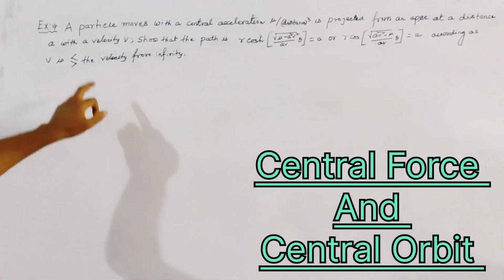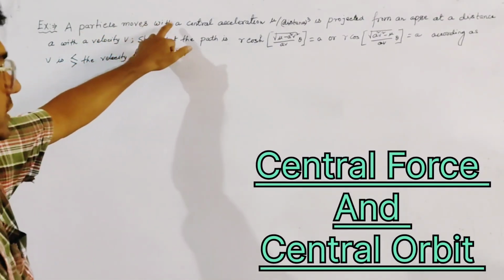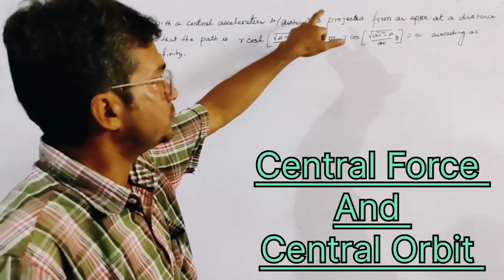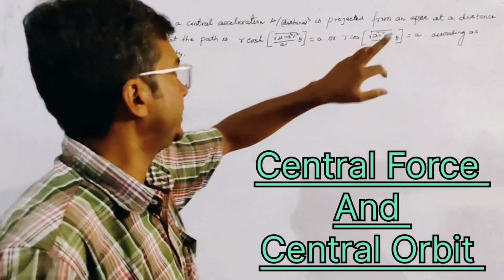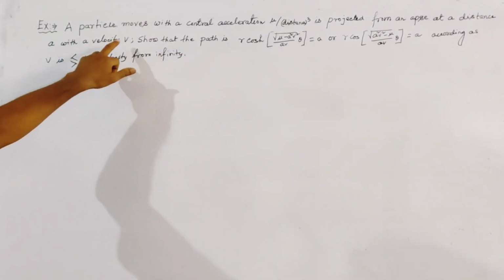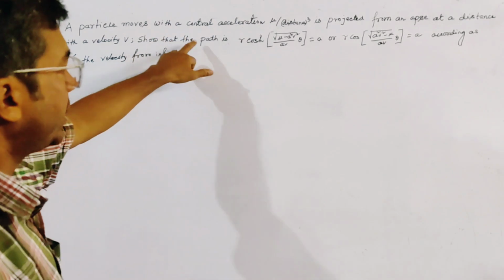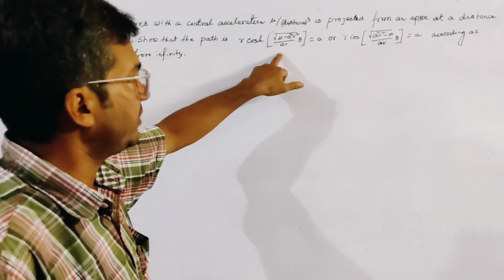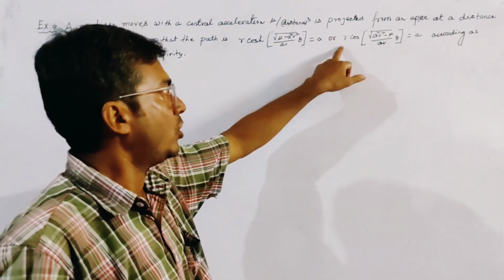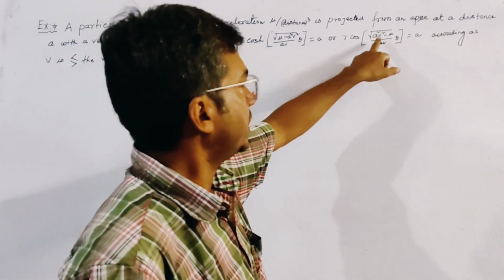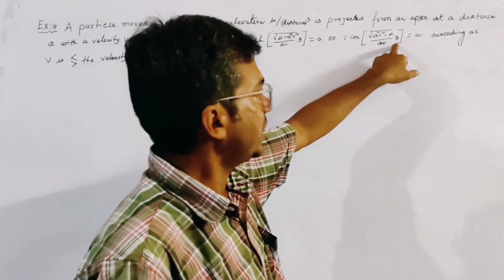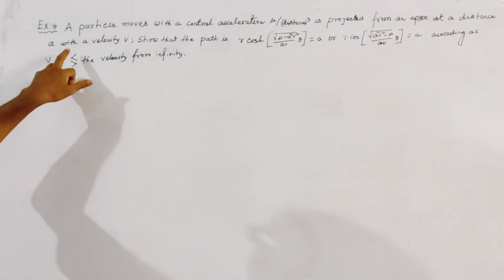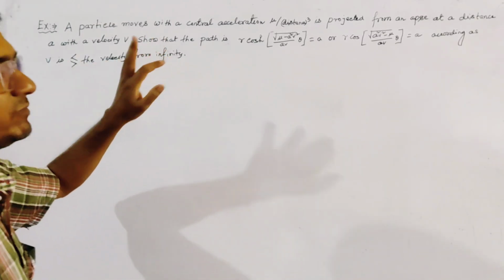Now the problem is: a particle moves with a central acceleration μ by distance whole cube, and is projected from an apse at a distance a with a velocity V, so that the path is r cosh(√(μ/(a²V²) − 1)·θ) = a, or r cos(√(1 − μ/(a²V²))·θ) = a, according as V is less than or greater than the velocity from infinity.